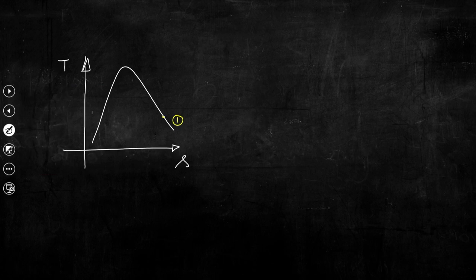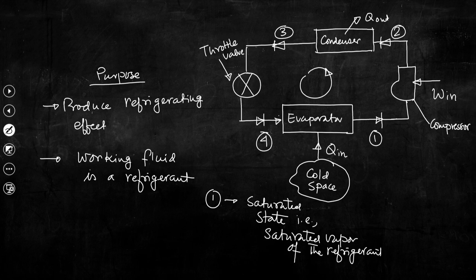This is point 1. Then again, evaporator pressure is less than the pressure at which the condenser is operating. So, we need to raise the pressure of the working fluid from evaporator pressure to the condenser pressure, and that is why this compressor is there.